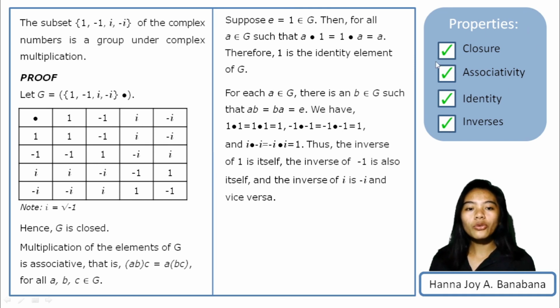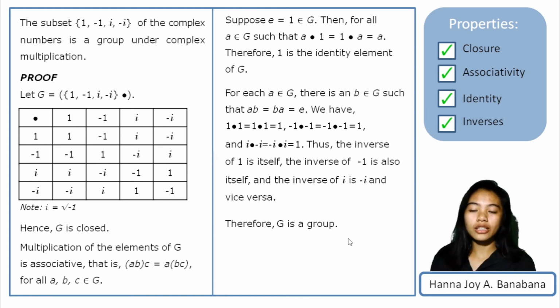And we have already shown that G meets all the properties for it to be considered a group. Therefore, G is a group. And that ends our proof.